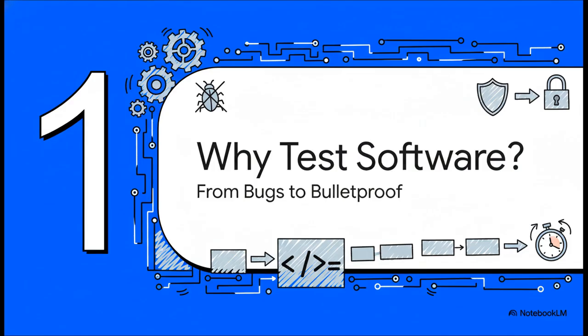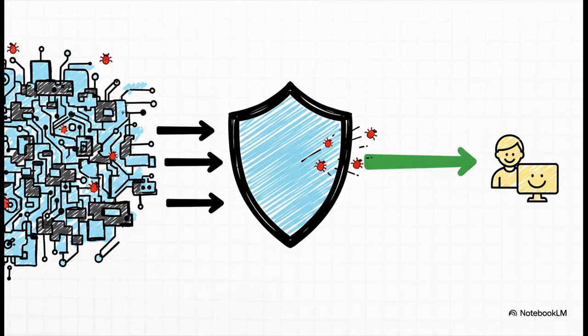Okay, so let's tackle that first big question. Why bother with all this testing in the first place? I mean, can't developers just write good code? Well, in the super complex world we live in, testing isn't just a good idea, it's absolutely essential. Just think about it for a second. The apps on your phone have millions of lines of code. With that much complexity, mistakes or bugs aren't just possible, they're completely inevitable. So testing isn't about hoping to find bugs, it's a systematic hunt to find them and squash them before they ever get to you, the user.